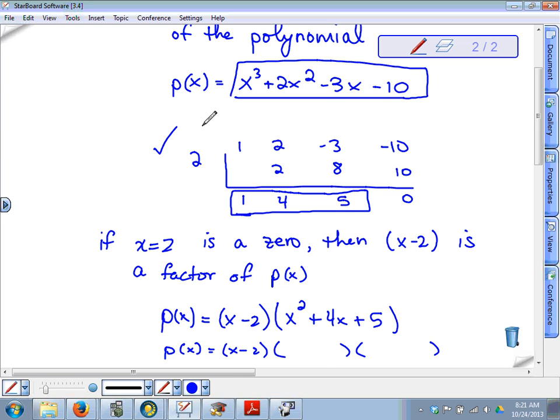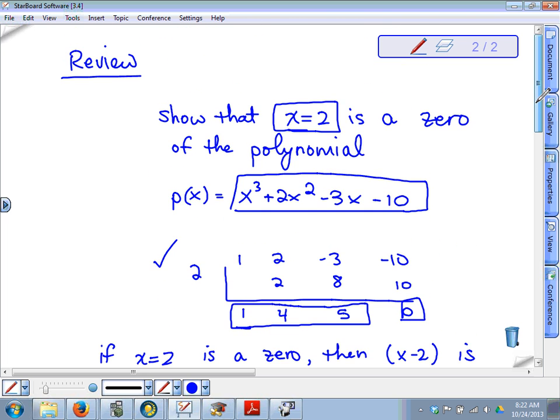Okay, once you find a 0 that you know is a 0 because you get a remainder of 0 using synthetic division, then you start to factor the polynomial. Why would we want to write the polynomial in fully factored form? Because we need to find all 3 zeros. All we've found is one of the zeros. We need to find the other 2. The other problem is, and this is what we started talking about last time, I already gave you as part of the problem that x equals 2 is one of the zeros.